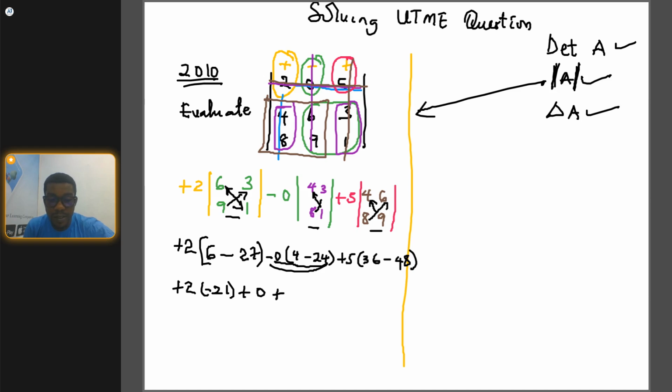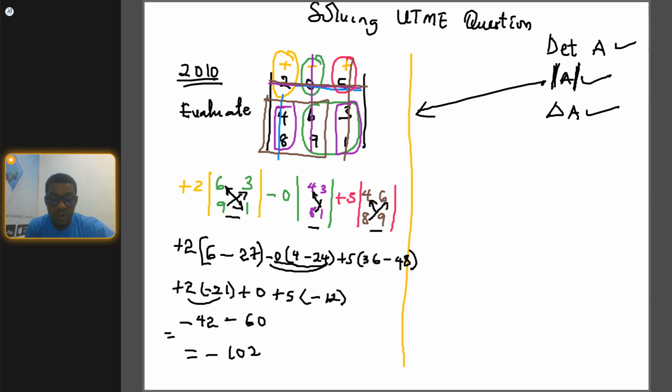Let's move to the next bracket. That is plus 5 in bracket. Subtracting 48 from 36, we are going to have minus 12. Multiply 2 by minus 21. That is minus 42. Then 5 multiply by minus 12, that is minus 60. So minus 42, minus 60, that is going to give us minus 102.